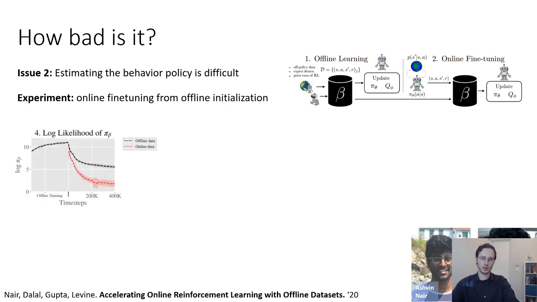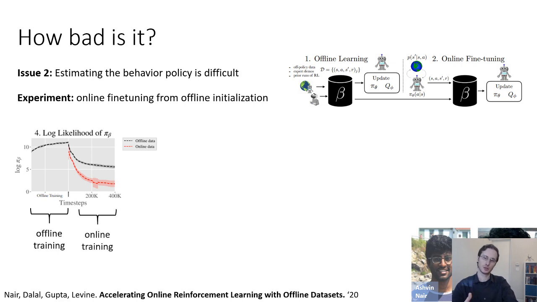So the experiment is that we do online fine-tuning from offline initialization. And what I'm showing in this plot is the log likelihood of the behavior policy fit. So this is for one of these standard policy constraint methods, in this case BEAR. And the left side shows the offline training, so you can see during offline training we get pretty good log likelihood for fitting our behavior policy.